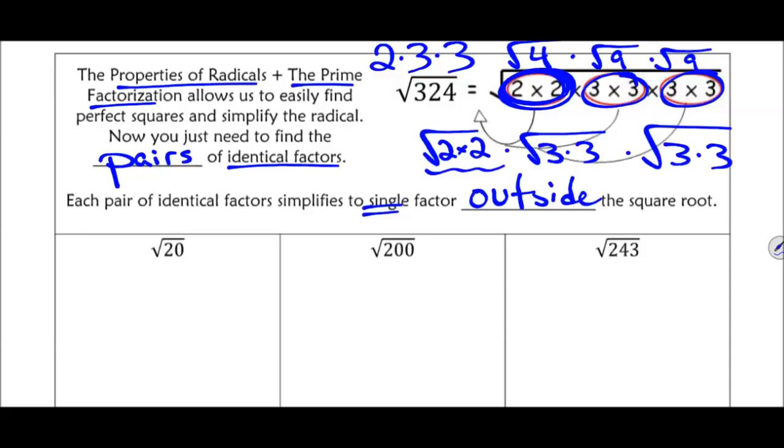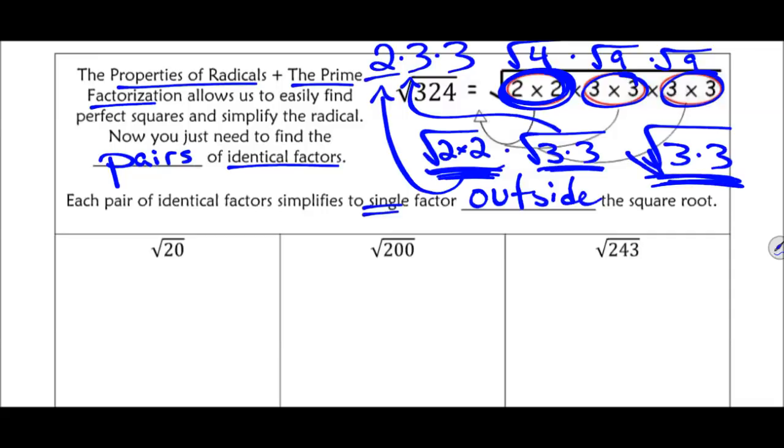Those come out as factors outside of the square root, and I have just one of them. So I had a pair of them. I had a pair of 2's inside of there. That came to the outside as just 1 2. I had a pair of 3's. That came to the outside as just 1 3. I had a pair of 3's inside the square root symbol. They're under the square root right now. But when I take the single factor out of there, it shows up as just 1 3.